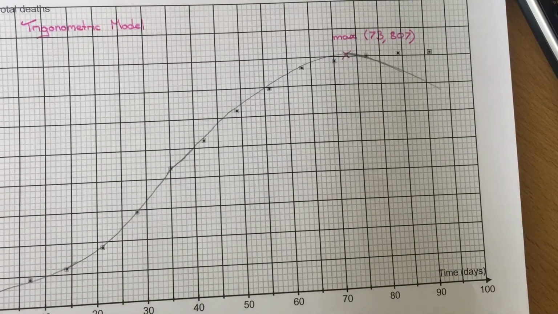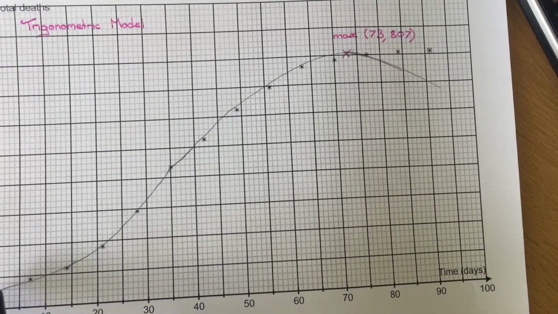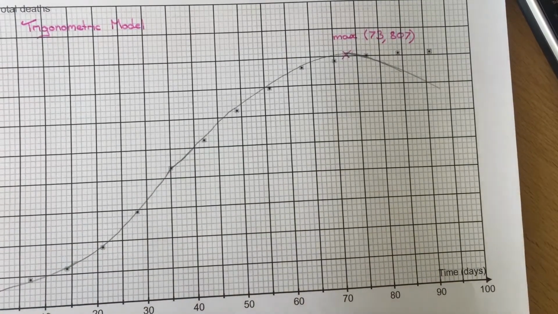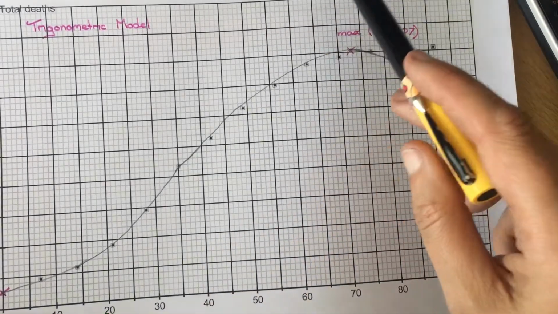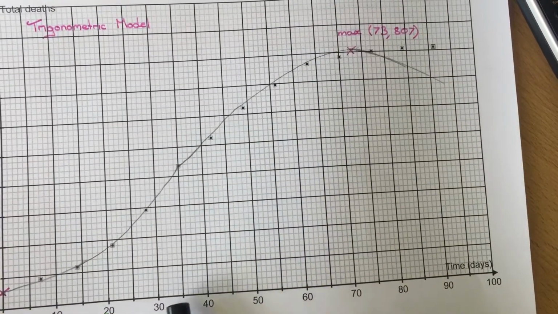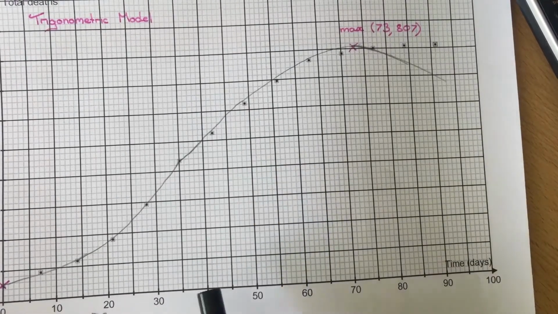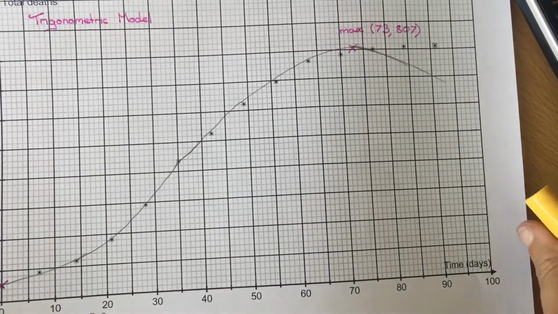Okay, so using the exponential model, an exponential curve, you've either got a growth curve or a decay curve. So what we can do is fit a growth curve to the first part where our rate is increasing. So that's going to go up to either 35 or 42, depending on exactly how it looks.